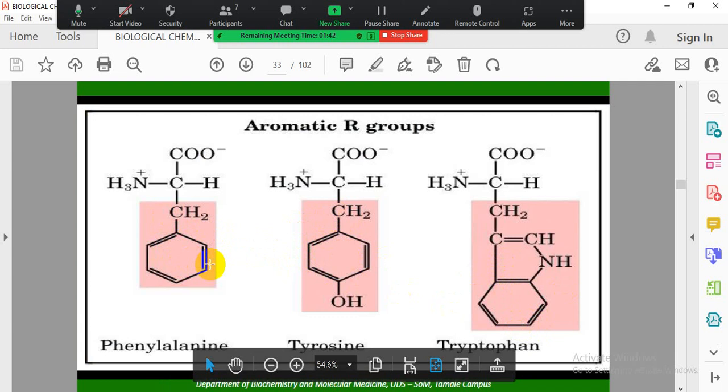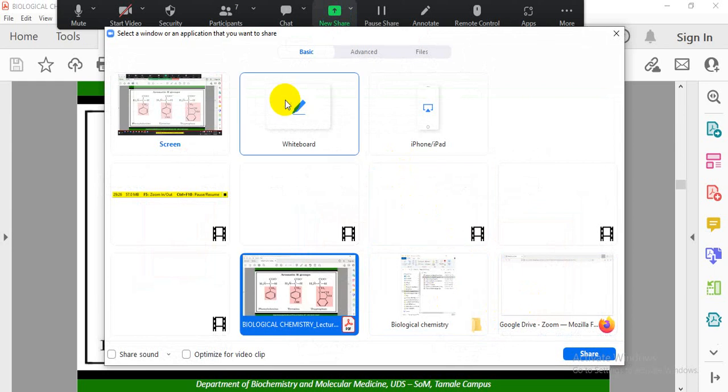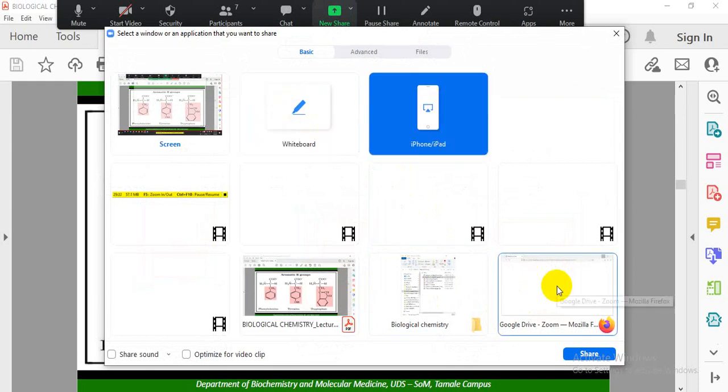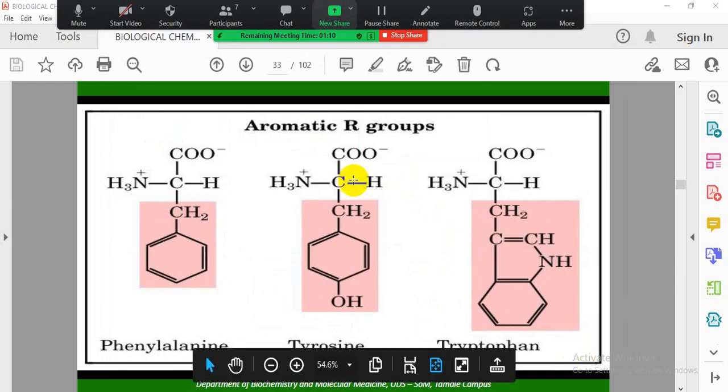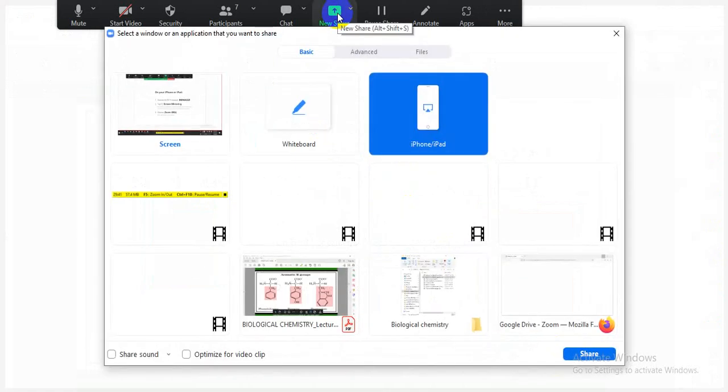Okay, so this is a benzene ring. How do we call a benzene ring? What's the name for a benzene ring? What's the name? How do you call a benzene ring?